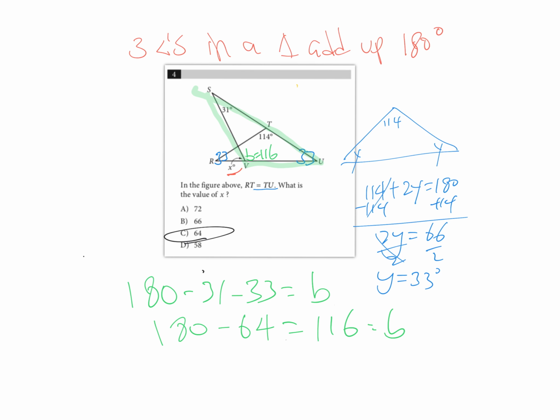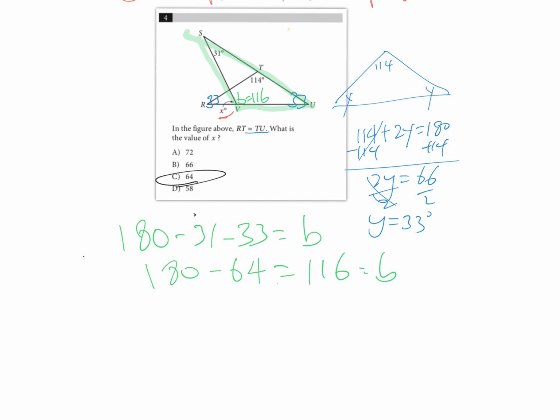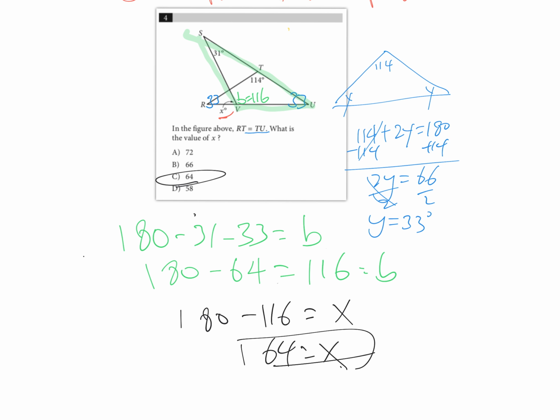And now we can finish the problem in terms of that 116 plus X will equal 180. So I can do 180 minus 116 is going to equal X. So 180 minus 116 is 64, equal to X. So we get the same answer of C just as before, taking a different approach and looking at a different triangle to solve.